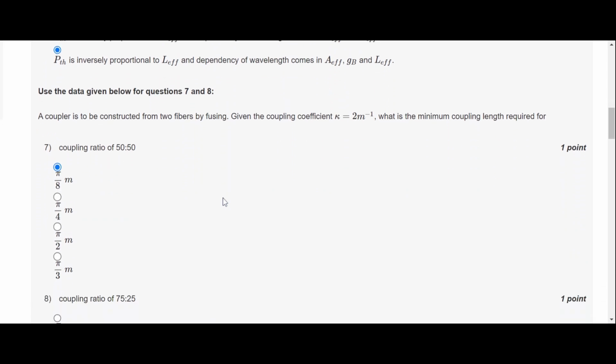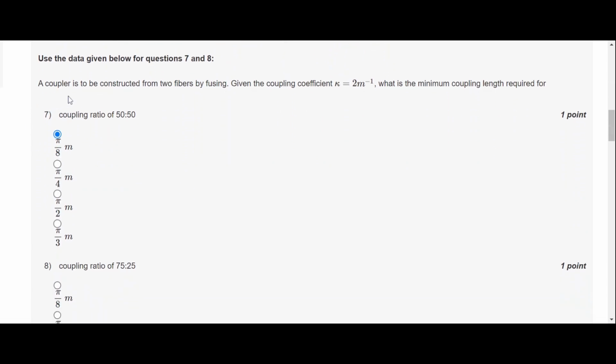Use the data given below for questions 7 and 8. A coupler is to be constructed from two fibers by fusing. Given the coupling coefficient kappa equals 2 meters to the negative 1 power, what is the minimum coupling length required for a coupling ratio of 50:50?